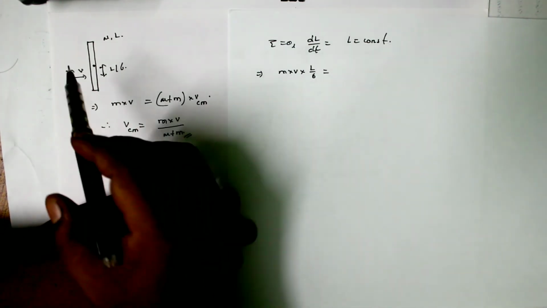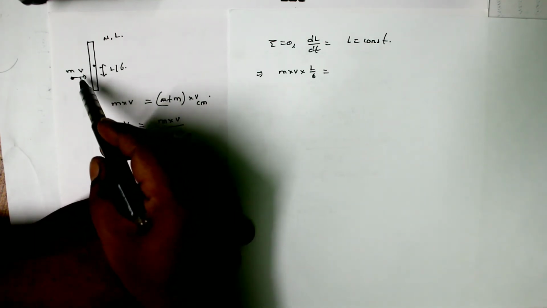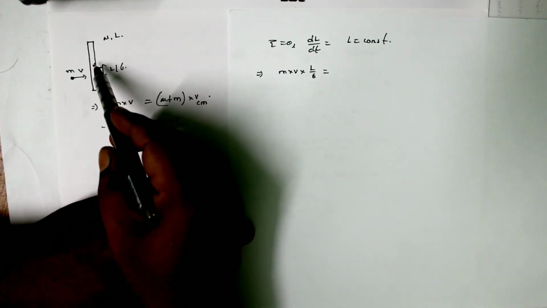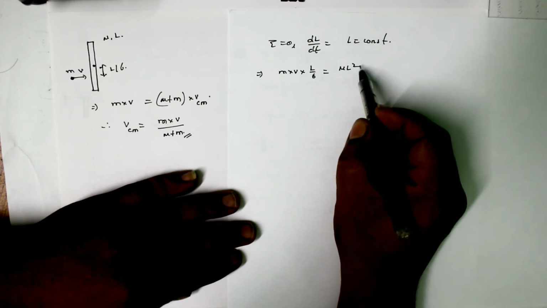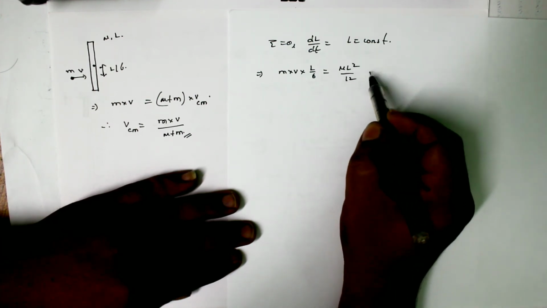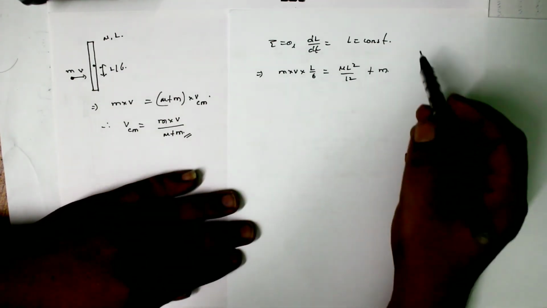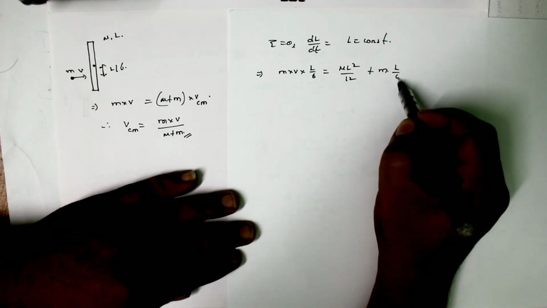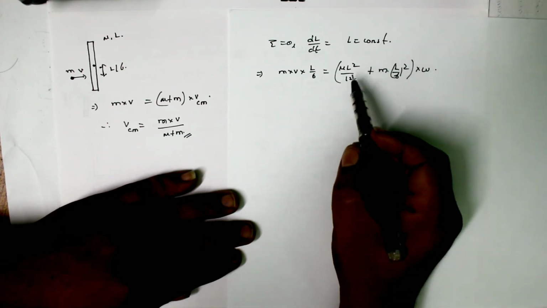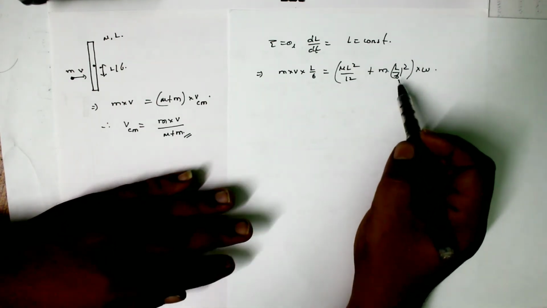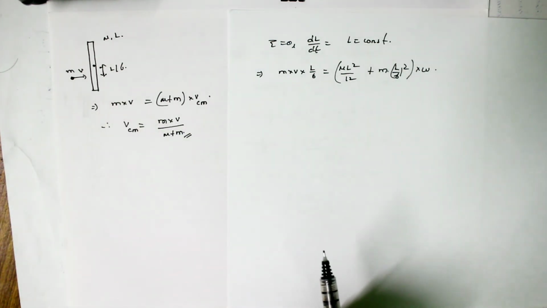Now after collision, this mass is attached to the rod, so both the rod and this particle rotate around this center of mass. The total moment of inertia can be written as mL square by 12, which is the moment of inertia of the rod, plus mr square, where r is L by 6, so m into L by 6 whole square, multiplied by omega. This is the moment of inertia of the rod, and this is the moment of inertia of the single particle at a distance of L by 6 from the axis of rotation.